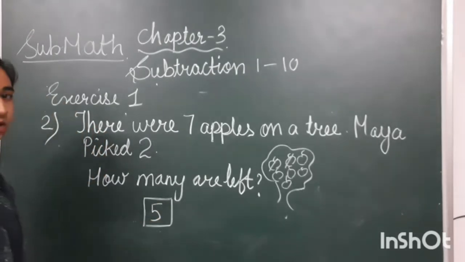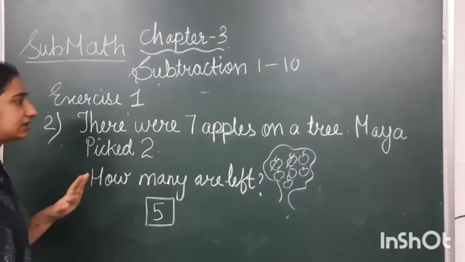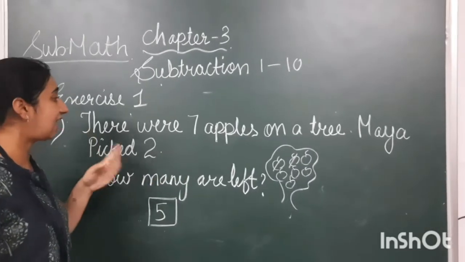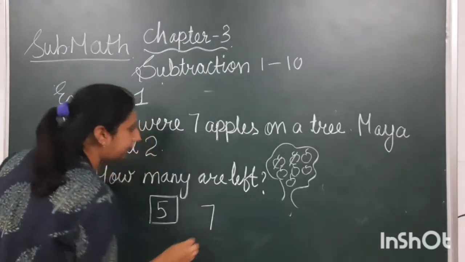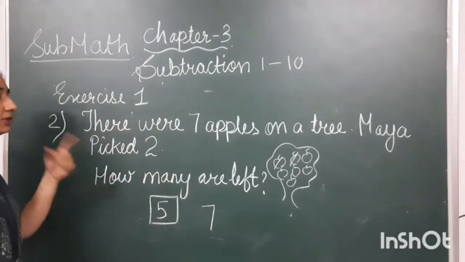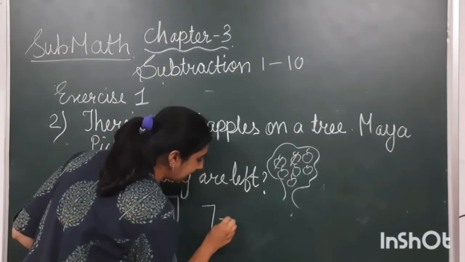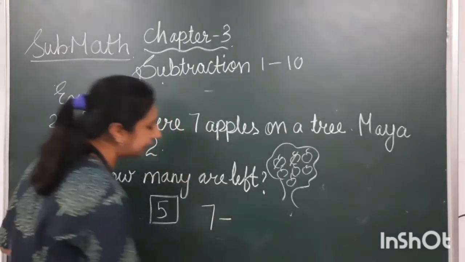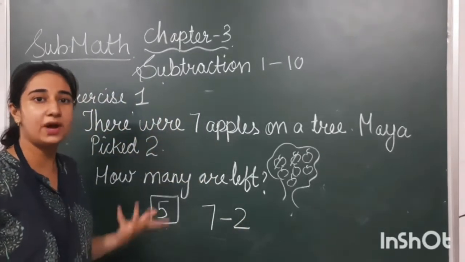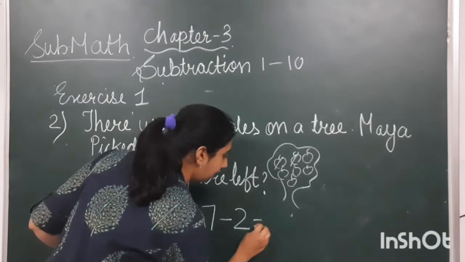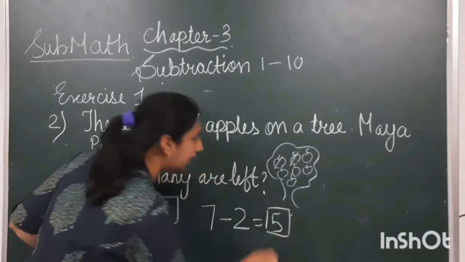And another method of writing this sum will be, here there were 7 apples on the tree. I will write 7 first of all. Then Maya picked 2 apples. So I will put a sign of minus first of all and will write 2 after that. 7 minus 2, how much? 5. I will put a sign of equals to and will write the answer after that.